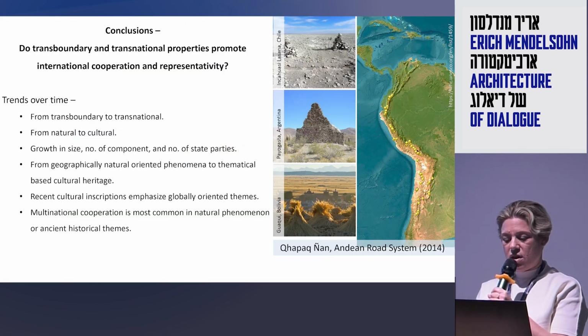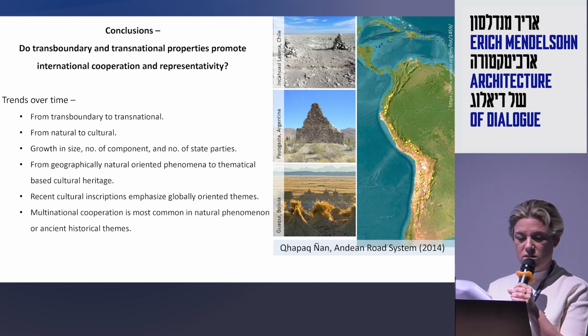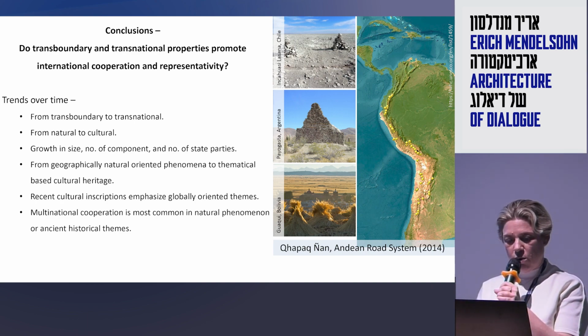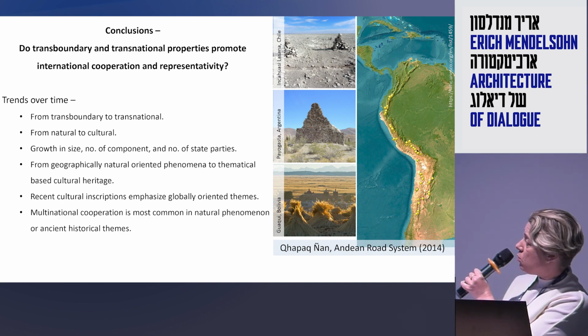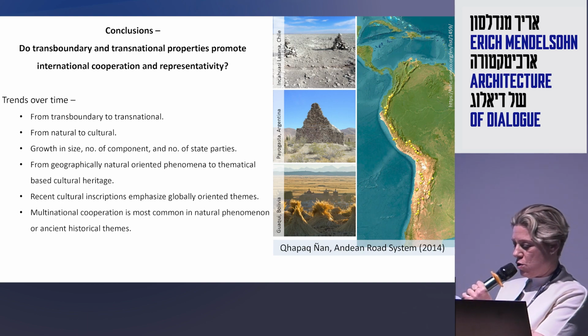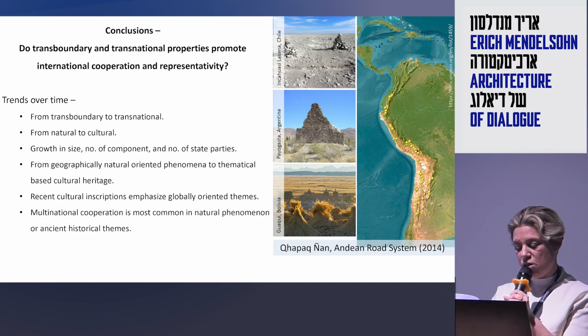This brings us to our conclusions on the influence of transboundary and transnational properties on the list. Our analysis presented the following trends: a shift from transboundary to transnational nominations, accompanied by a shift from natural to cultural heritage. We also noted a growth in size, number of components, and the number of state parties. All of these are due to the shift from geographically natural-oriented phenomena to thematic or narrative-based cultural inscriptions.